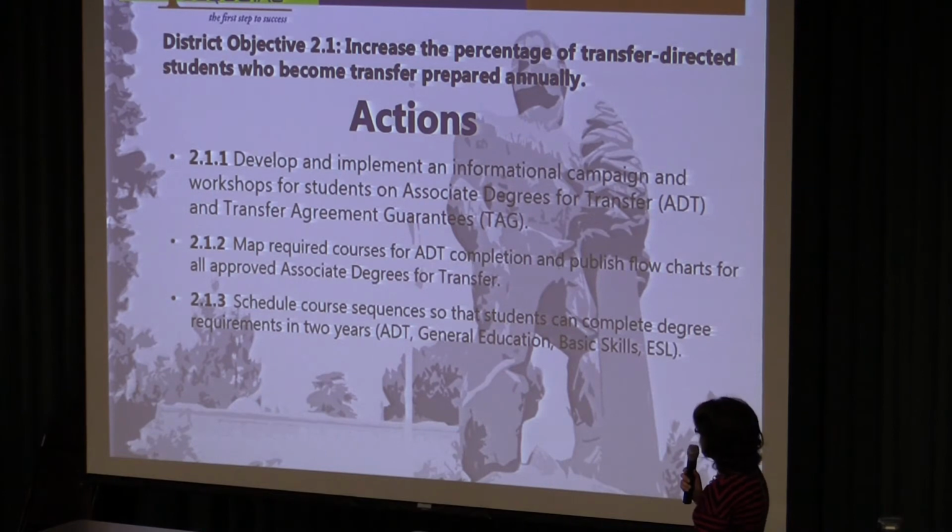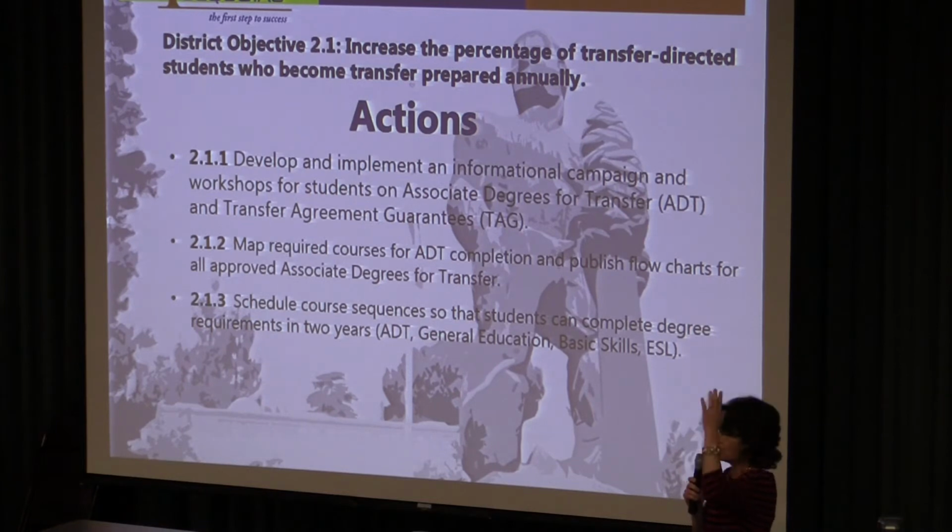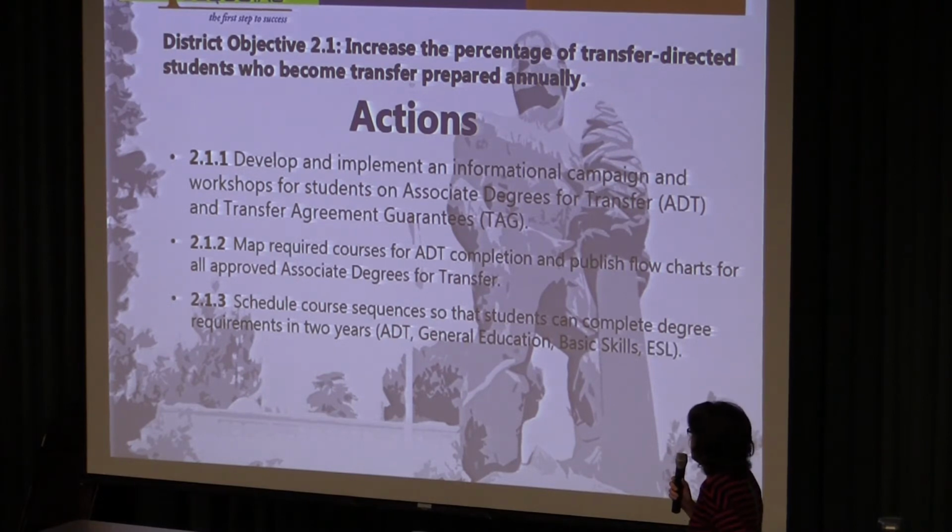The second action for this objective is to map required courses for completion and publish flowcharts for the students so they can easily see what they need to take, what comes next, and see a very clear sequence instead of looking at just a list of courses, which is hard visually for anybody to see.